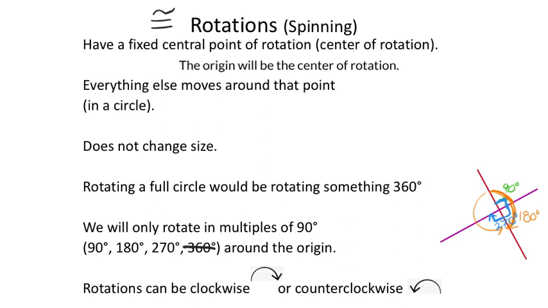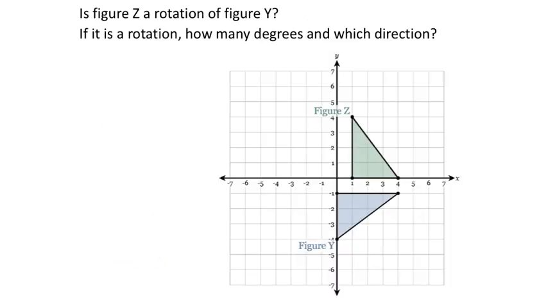But again, this will create rules for us, which if we can just know the rules, we don't need protractors, although they're fun to use if you're a math nerd like me. And you can do any rotation around any point, but today we're only rotating around the origin, and we're only rotating in multiples of 90 degrees. So is figure Z a rotation of figure Y? And then if it is a rotation, how many degrees and in which direction?